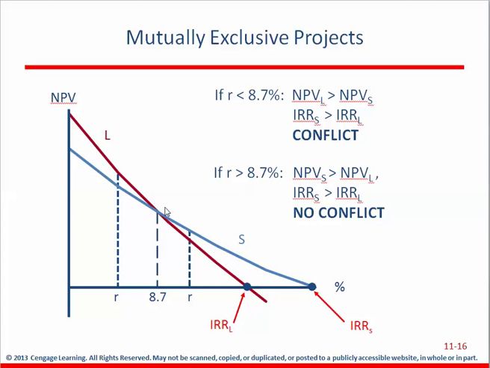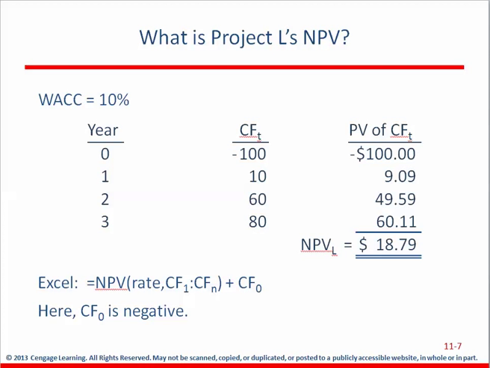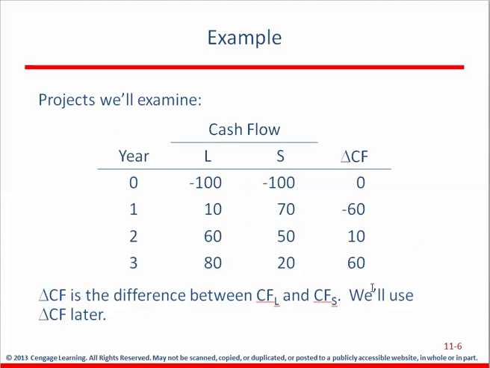So that brings up a question then: what is the crossover point, the interest rate at which they change? And that's the crossover point. So how do we find the crossover point? Well, that's what these delta cash flows back here were for. So to calculate the crossover rate, we subtract S from L. So negative 100 minus a negative 100 is 0. 10 minus 70 is negative 60. 60 minus 50 is 10, and this is 60. Okay, and we calculate the internal rate of return on these cash flows, and that is the crossover rate.